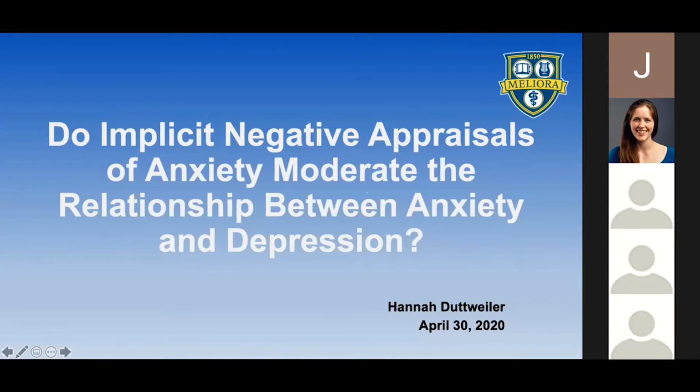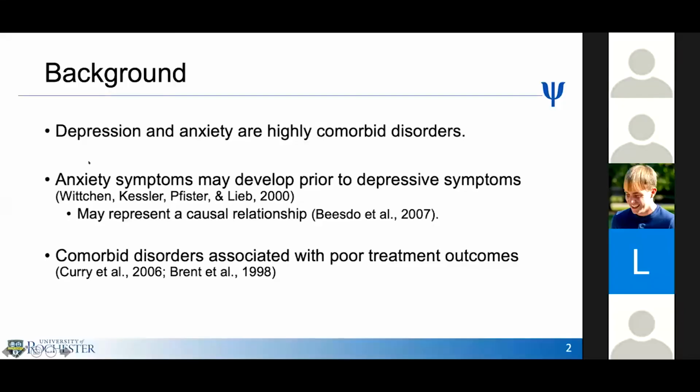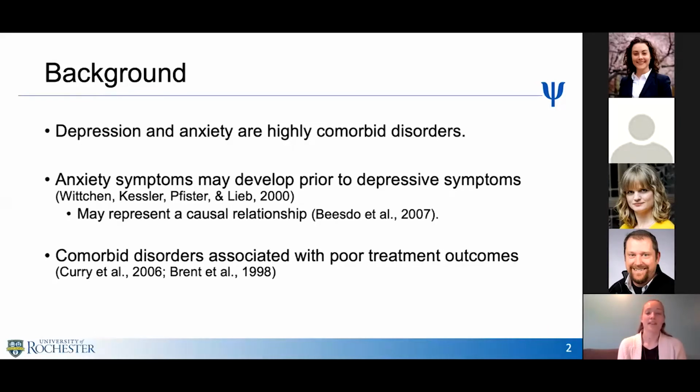Thank you so much. So depression and anxiety are highly comorbid disorders, but not a lot is understood as to why. Now, a body of research has found that anxiety symptoms may tend to develop prior to depressive symptoms. That is, anxiety symptoms tend to develop more during childhood, whereas depressive symptoms appear more during adolescence. And some researchers have posited that this temporal relationship may represent a causal relationship. Now, it's really important to understand comorbidity, as individuals with comorbid disorders tend to have poor treatment outcomes.